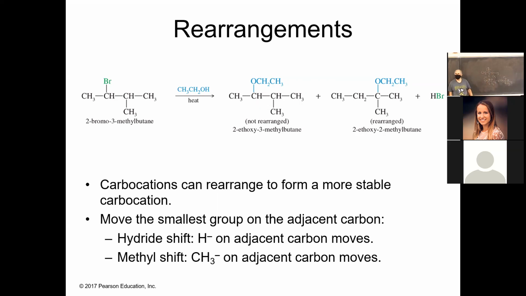Okay, so what that accomplishes is it gives us a more stable carbocation. We now have a tertiary. The ethanol then attacks here. We remove a proton, and that gives us that rearranged product.